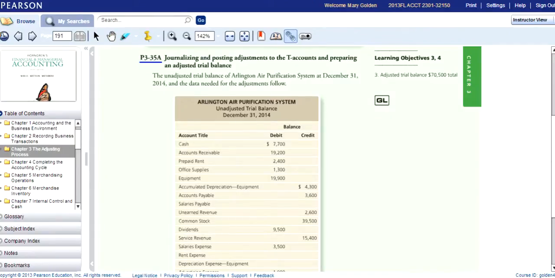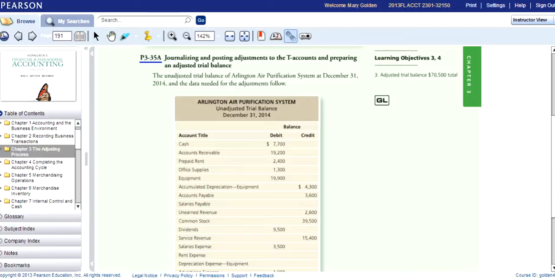Okay, I'm going to post the answer to problem 3-35A in Blackboard, and I just want to walk you through the solution. I'm not actually going to do the homework problem, but I'm going to show you the question, show you the answers, and kind of talk about how we arrived at each of these answers.